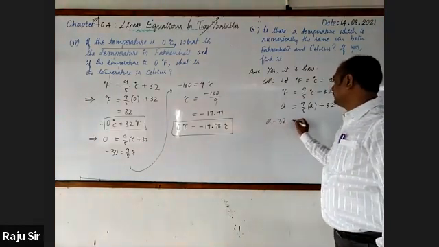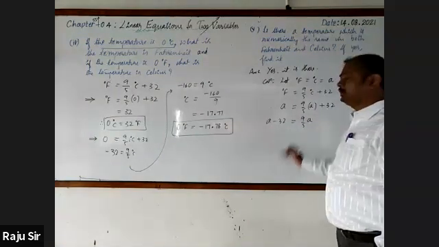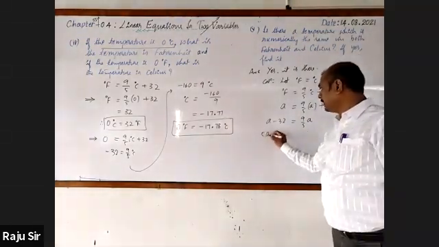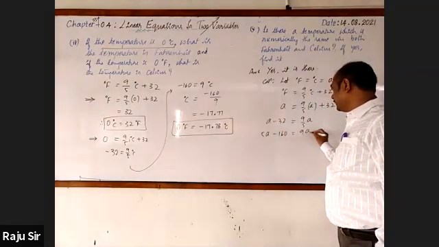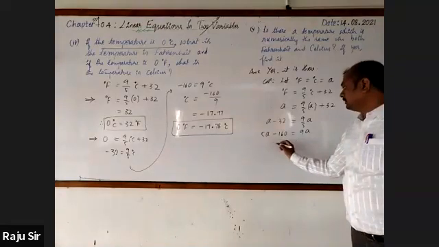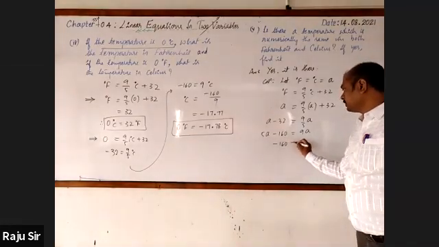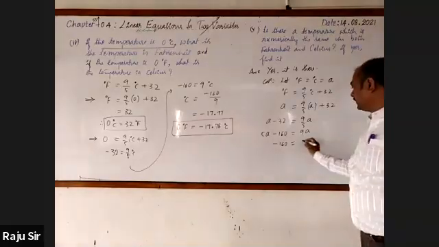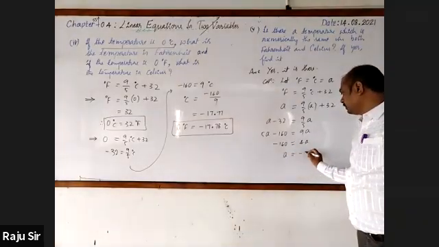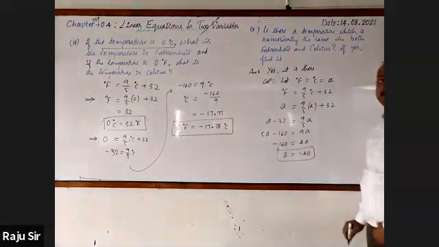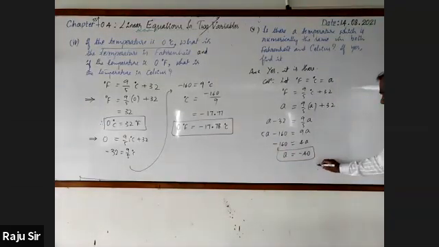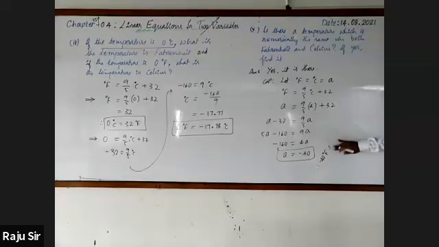x minus 32 is equal to 9/5 into x. Cross multiply. 5x minus 160 equal to 9x. Then minus 160 equal to 9x minus 5x, 4x. x equal to minus 40. Therefore, degree Fahrenheit is equal to degree Celsius. That is minus 40 degree Fahrenheit is equal to minus 40 degree Celsius.